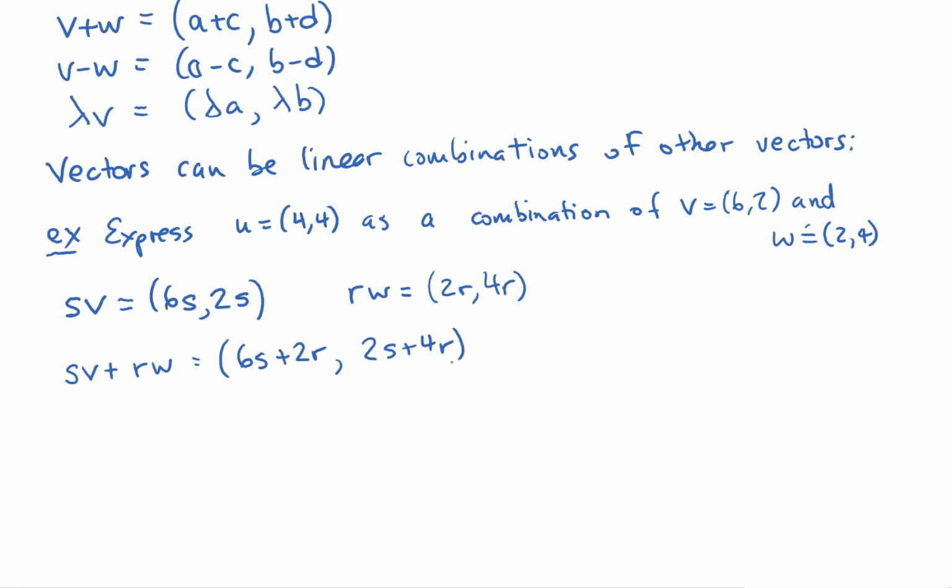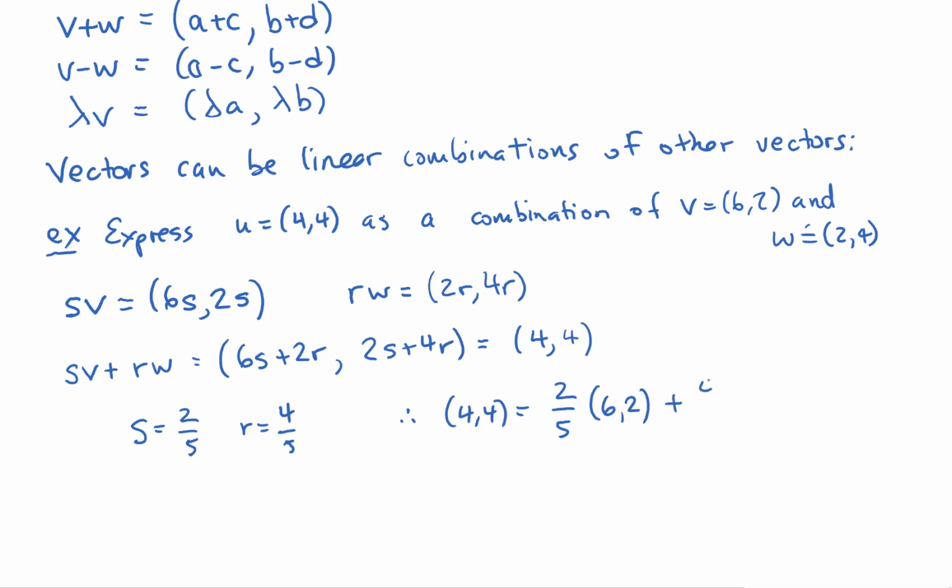And now all I want is for that to be my U. And so I want this to be equal to 4, 4. And so I can solve this system. I can solve this to get S is 2/5 and R is 4/5. And so I know that the vector 4, 4, the U vector, is equal to 2/5 of the V vector and 4/5 of the W vector, 2, 4.